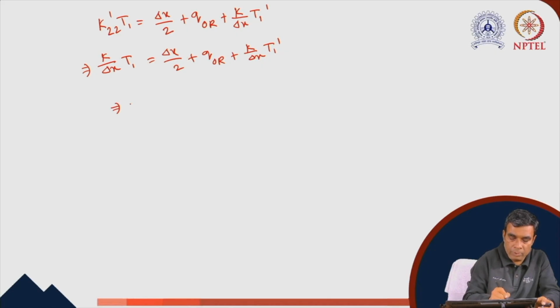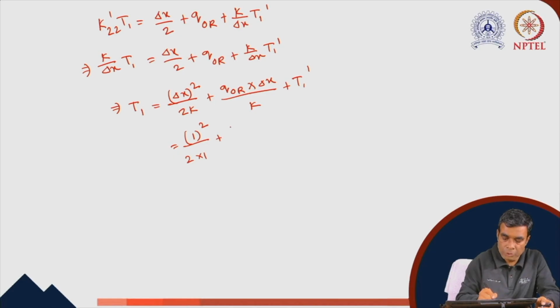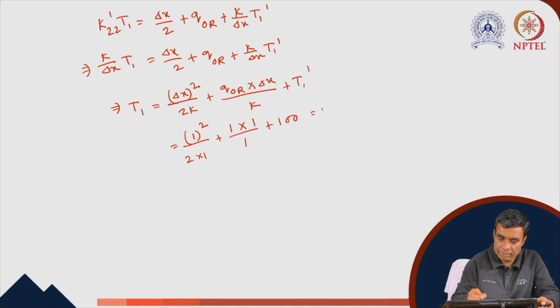So from here we can find out that T1 is delta x whole square by 2k plus Q0R into delta x by k plus T11. So this comes as delta x is 1, whole square by 2 into 1. Q0R is also 1. Delta x is 1. K is 1. And T11 equals to 100 degrees centigrade. So this temperature comes as 101.5 degrees centigrade.